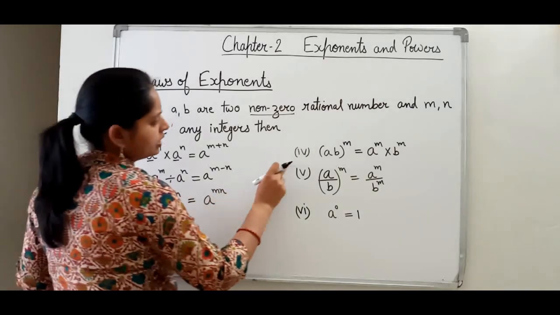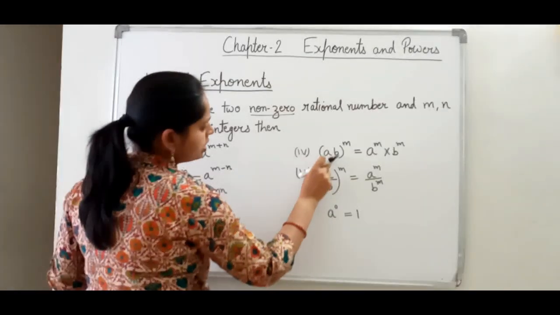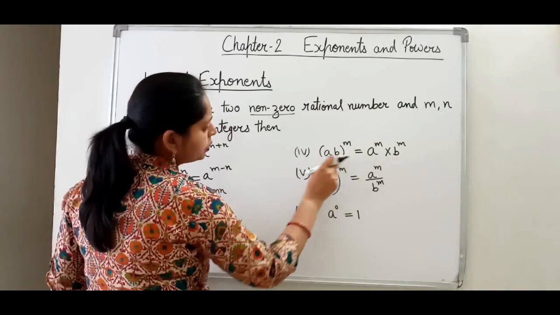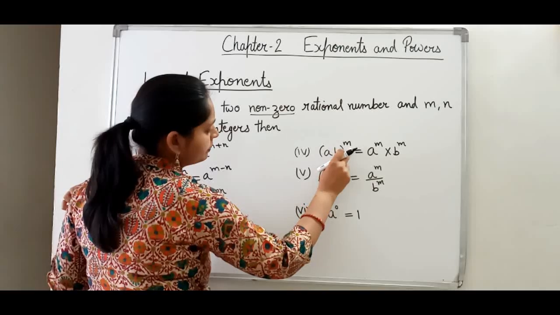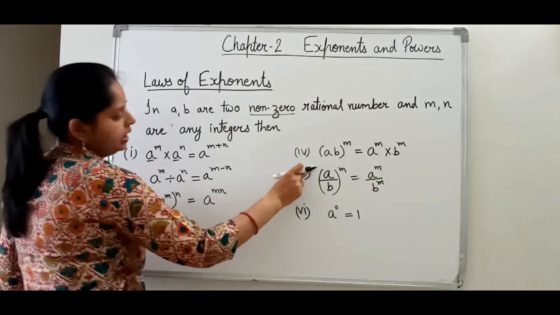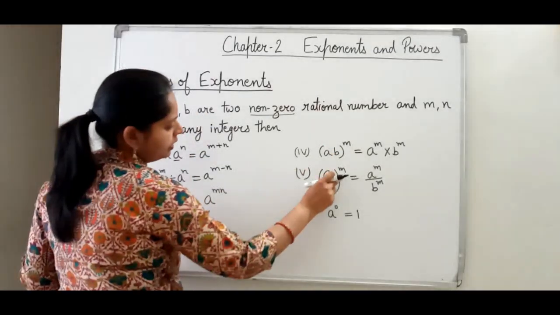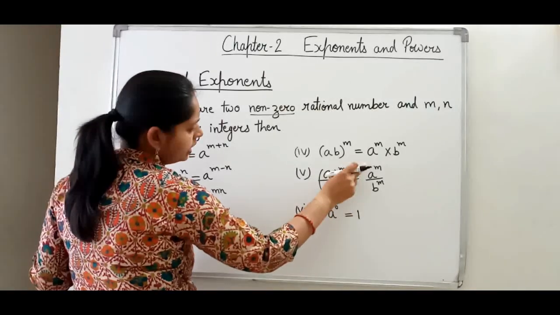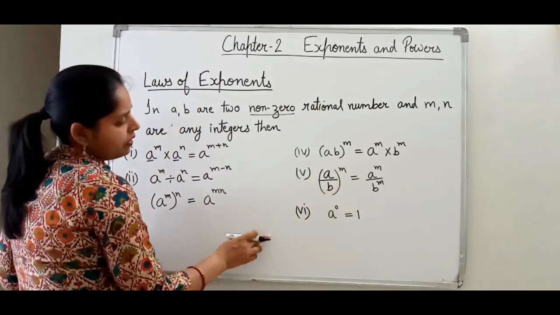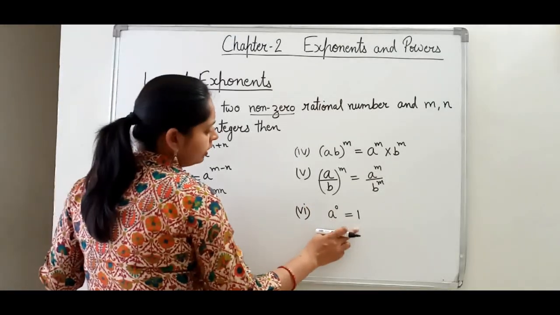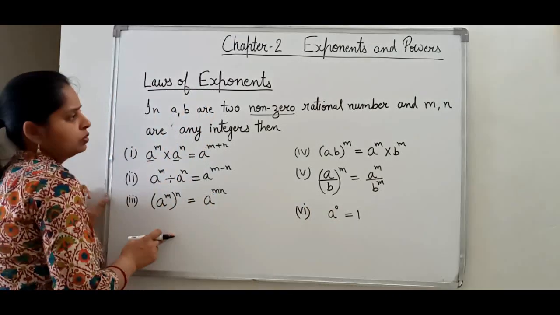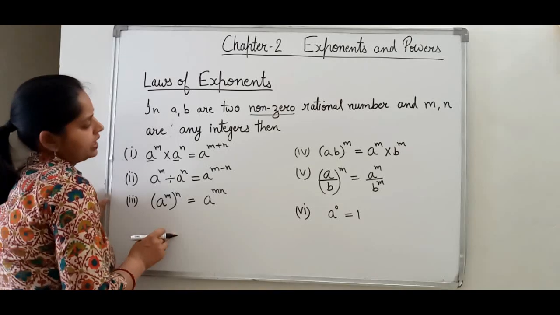Then the fourth property law is (ab) to the power m is equal to a to the power m multiplied by b to the power m. Fifth one is (a upon b) whole to the power m is equal to a to the power m upon b to the power m. And we have already done a to the power 0 is equal to 1. All these laws we will use in our next exercise.